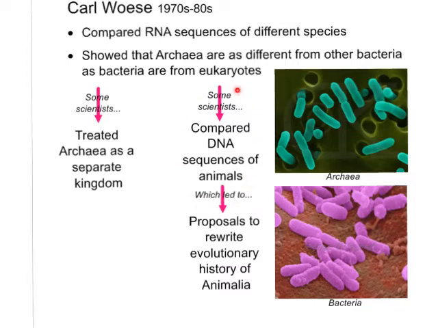Some scientists compared the DNA sequences of animals, which led to proposals to completely rewrite the evolutionary history of Animalia. So there were a lot of changes that came about because of this, because being able to compare the RNA sequence directly was a major change in the way we think of some classification.